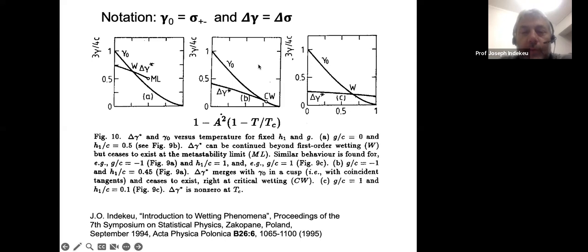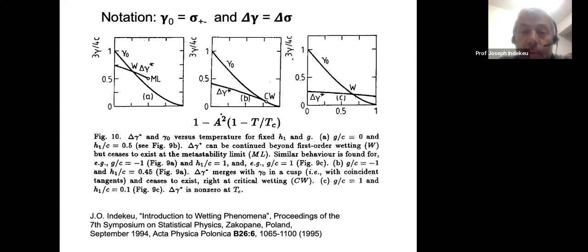Now here in the middle picture, we have the critical wetting transition. The critical wetting transition is one in which one very smoothly joins the wetting state from the non-wetting state. This is expressed by this delta gamma star meeting the curve gamma zero tangentially in one single point. In this case, the first derivative of the equilibrium surface free energy is continuous at wetting, no jump in slope. But a higher derivative may well be discontinuous, for example, a second derivative, a jump in curvature.